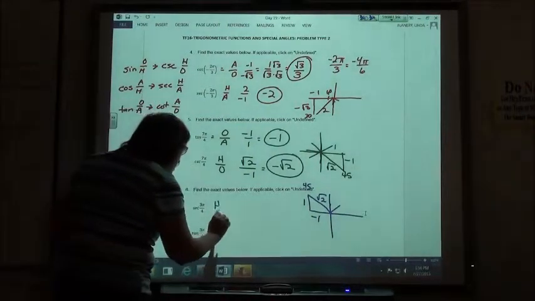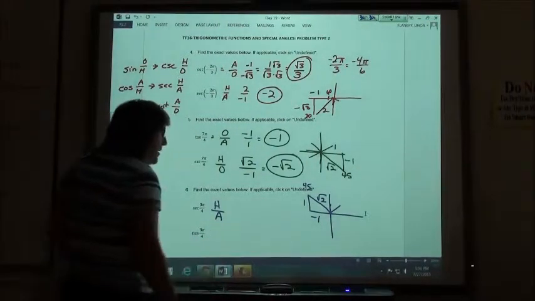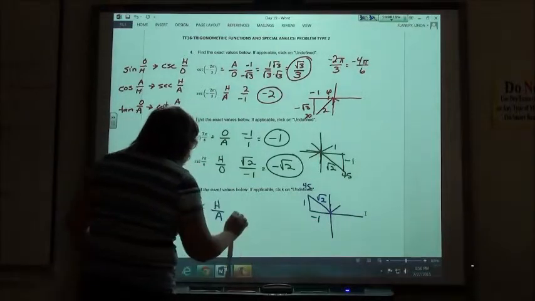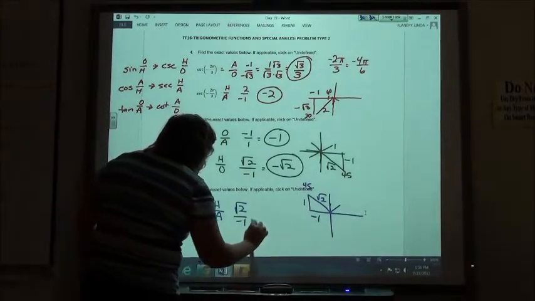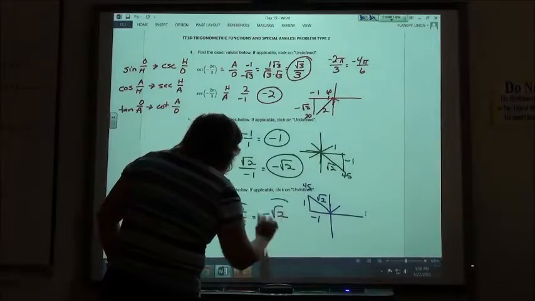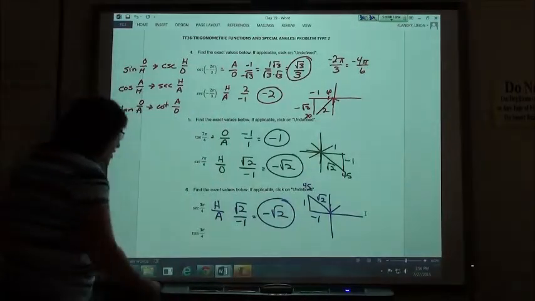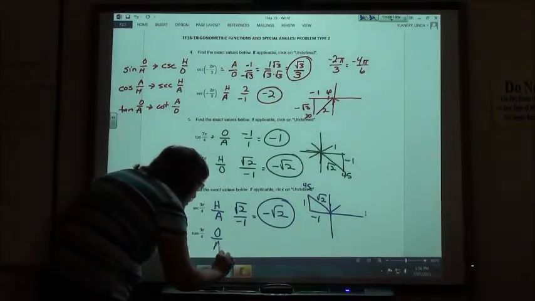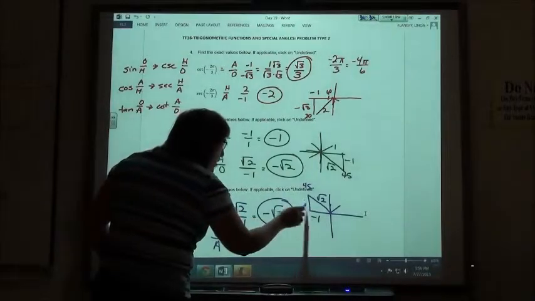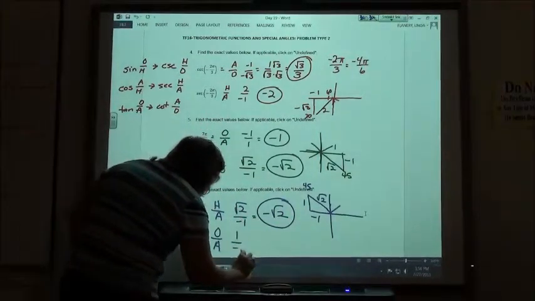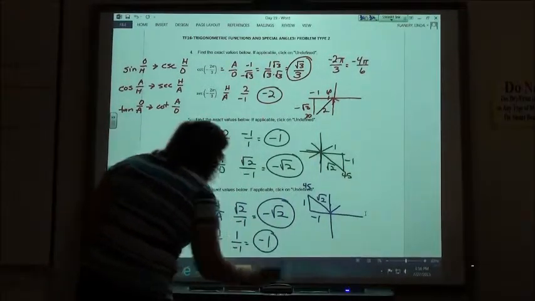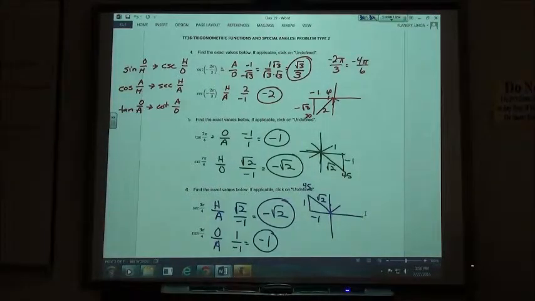Secant, hypotenuse over adjacent. Square root of 2 over negative 1, which is negative square root of 2. Tangent, opposite over adjacent. So opposite is 1 over the adjacent. 1 over negative 1 is negative 1. So those would be my answers.